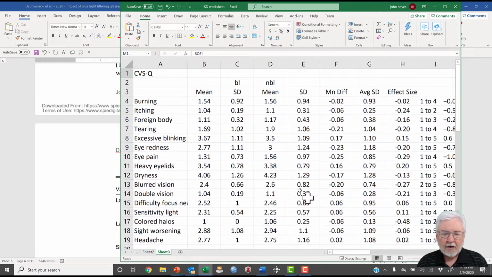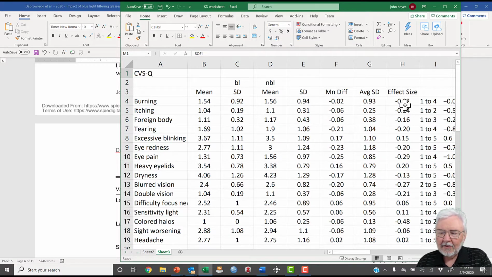So there was really the same thing. Eye symptoms. We can look through here. We can see for burning, the mean of the blockers is 1.54. The mean of the non-blockers is 1.56. Standard deviation, the average is between 92 and 94, 93. The average is 0.93. The difference of 0.02 divided by 0.93, that's almost 1, is minus 0.02.